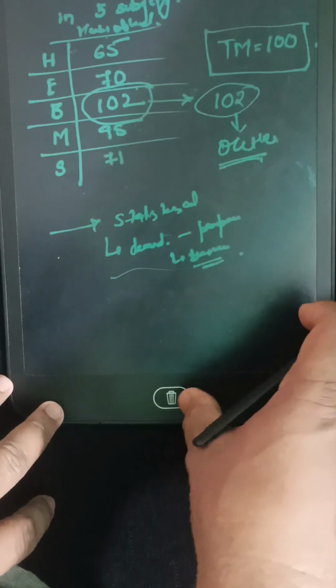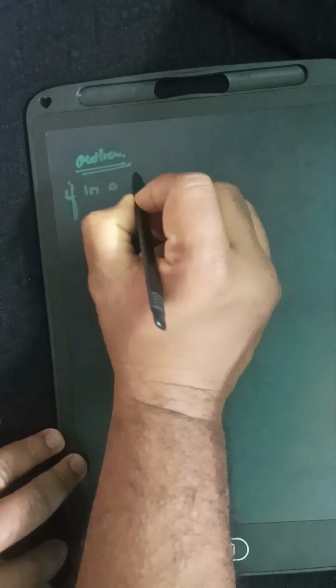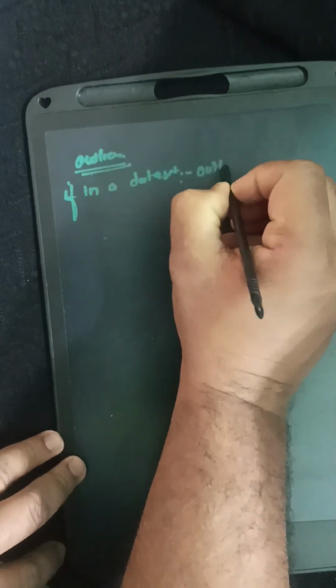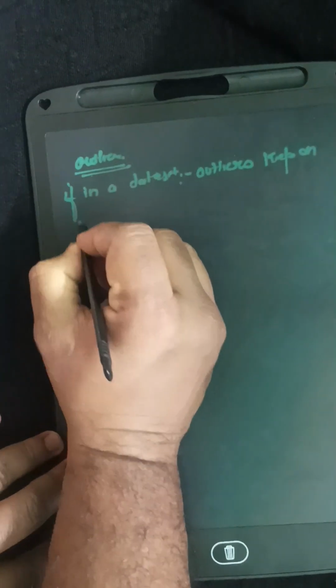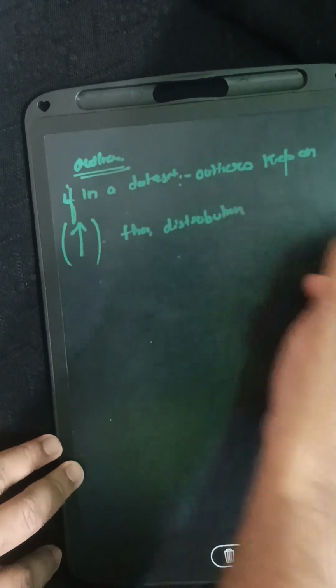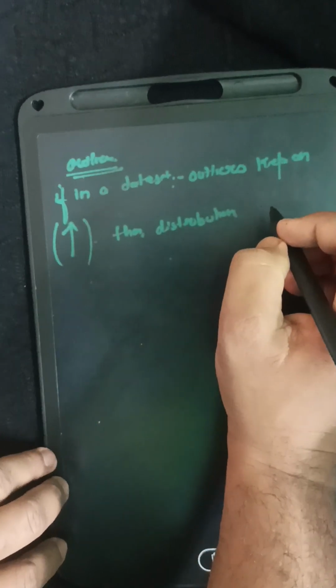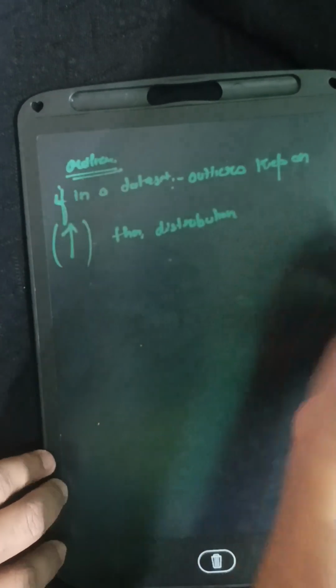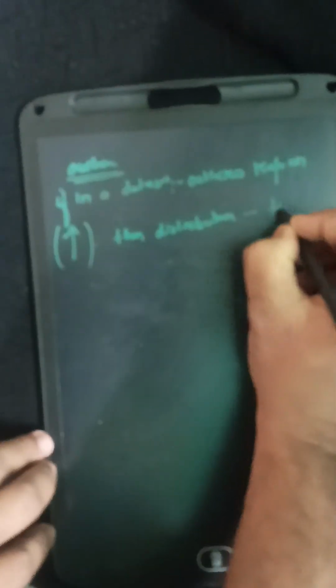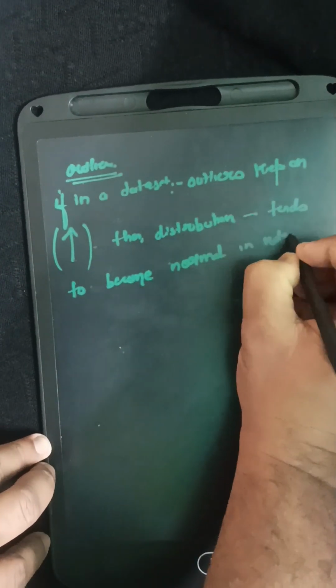One more thing we should keep in mind while having an idea of outliers is that if in a data set outliers keep on increasing, then the distribution, which we will see later, normal distribution and various other distributions, but right now we will see only the normal distribution, tends to become normal in nature, or the distribution attains normalcy.